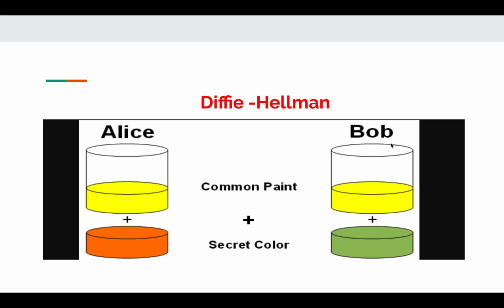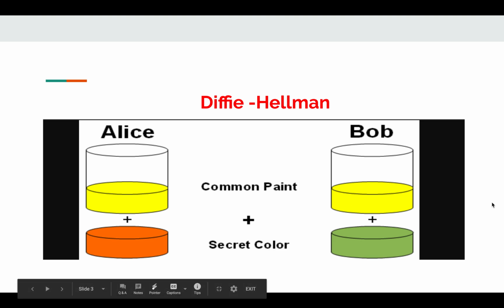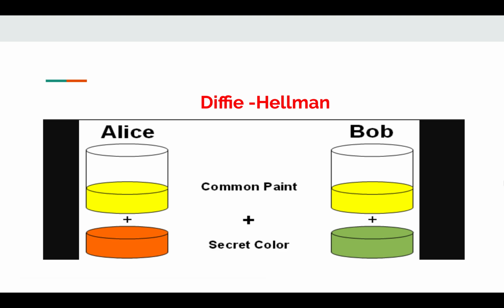All right. Let me talk a little bit about Diffie-Hellman. How does it work? As we all know, we've been introduced to Alice and Bob, two people who want to exchange messages through encryption so that no one in the middle can read the message. So how do they do that?